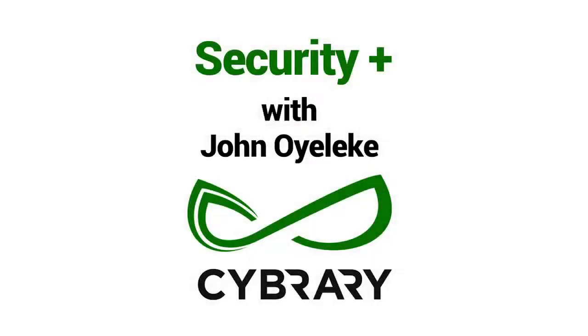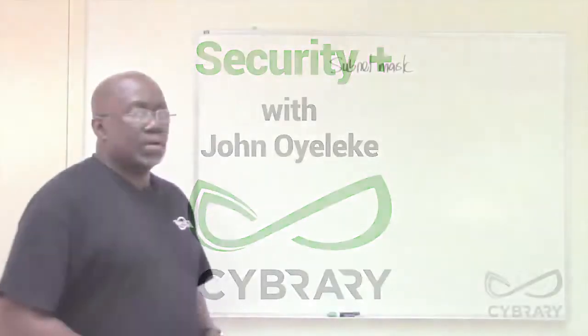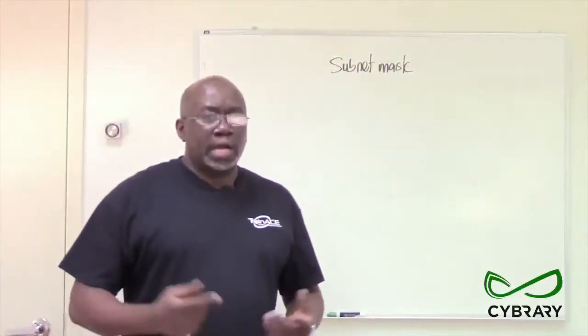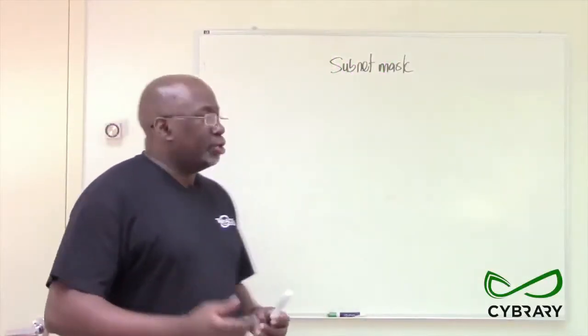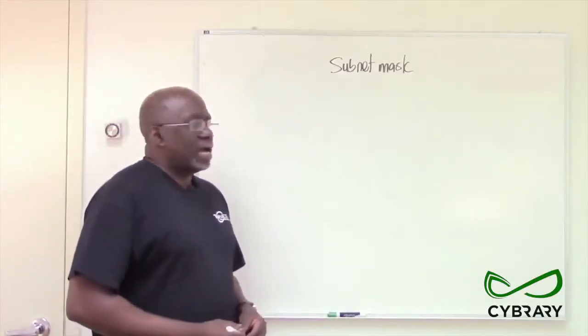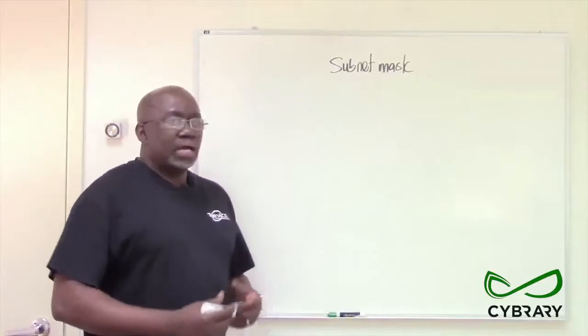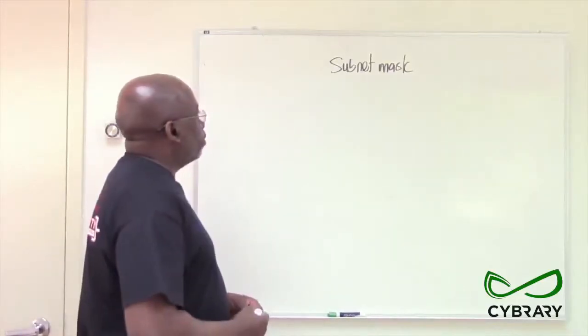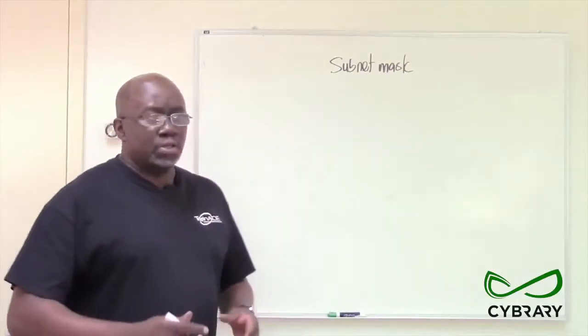So having looked at IPv4 addresses, we usually also have to consider something called the subnet mask. When you look at the IPv4 address, there are usually two portions to the IP address, but only the subnet mask allows us to know what portion is for the network and what portion is for the host.